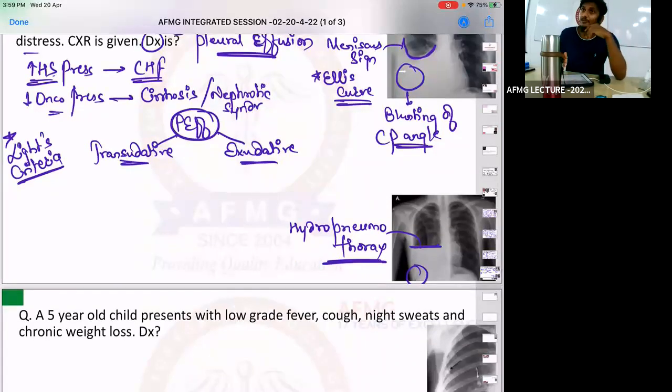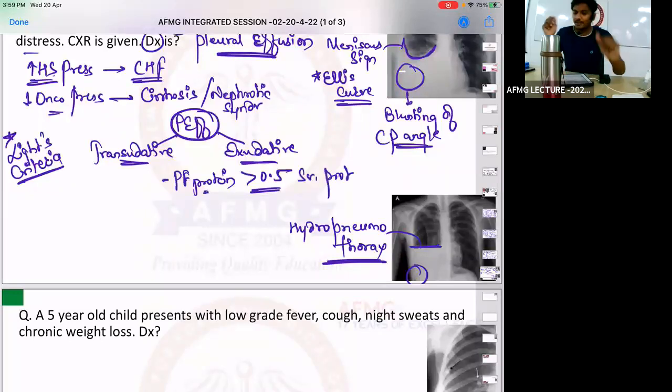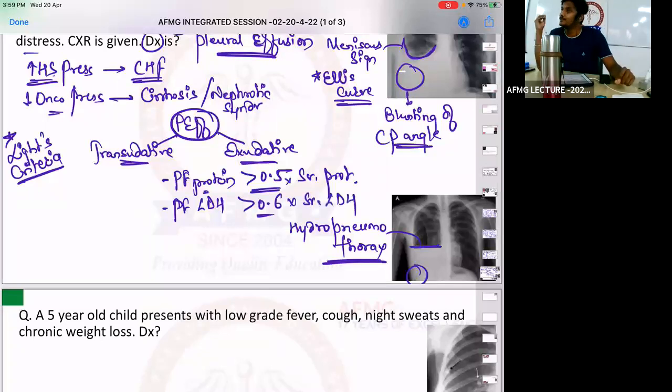So the first feature that we check in Light's criteria would be pleural fluid protein. Pleural fluid protein more than 0.5 times the serum protein is called the exudative variety. So if protein is higher, it is definitely due to inflammation. Next, pleural fluid LDH more than 0.6 times the serum LDH. Again, LDH is higher, so inflammatory, exudative variety.